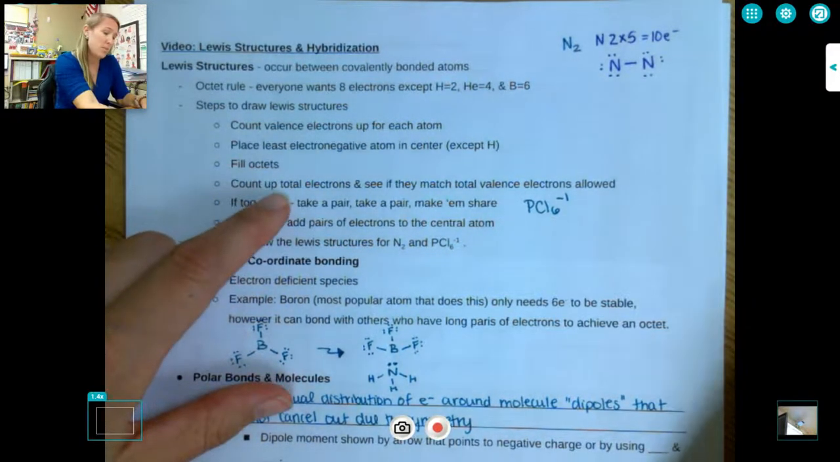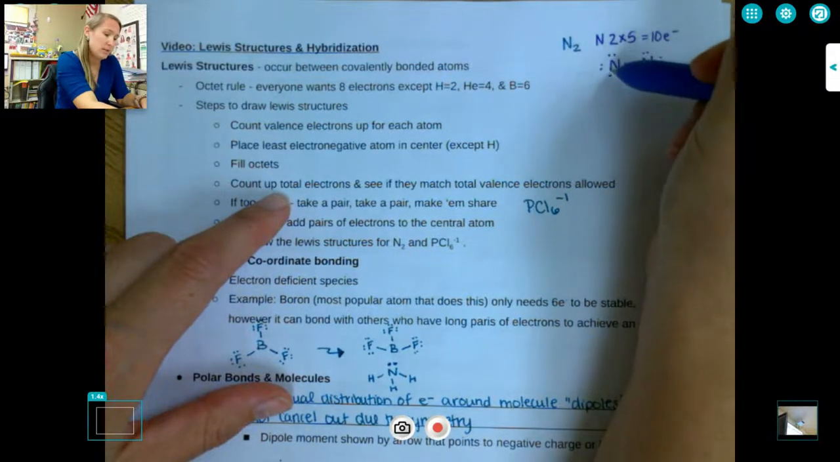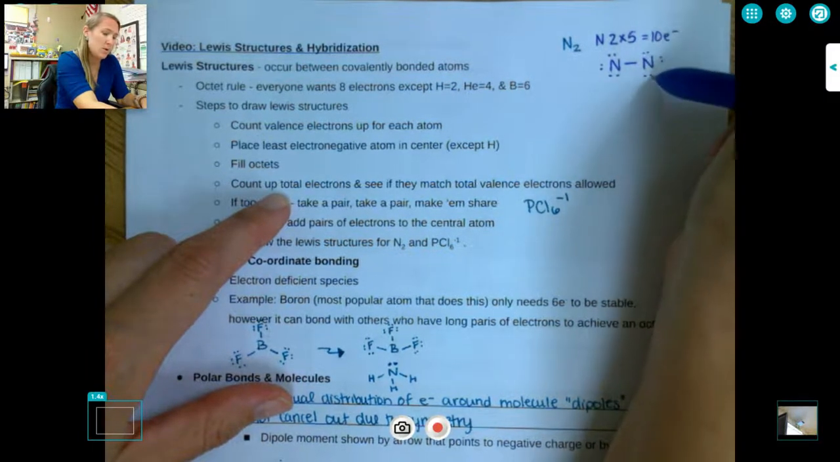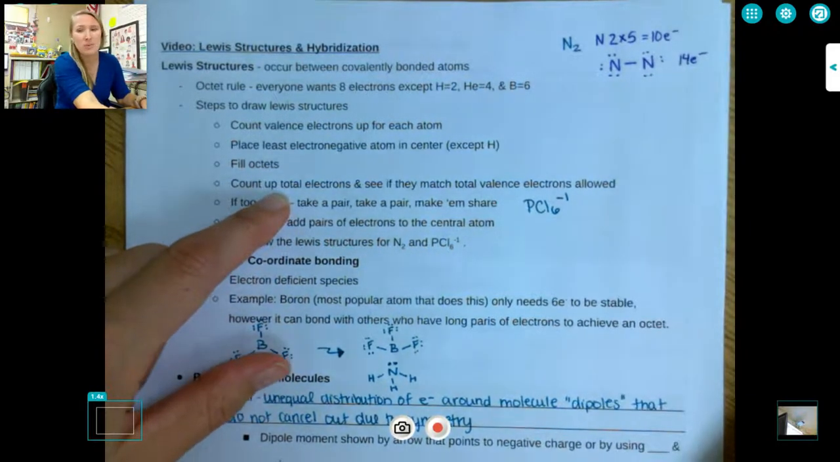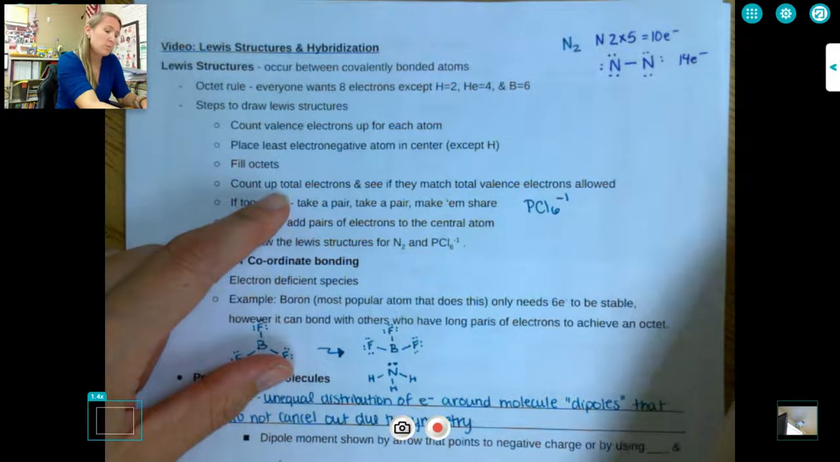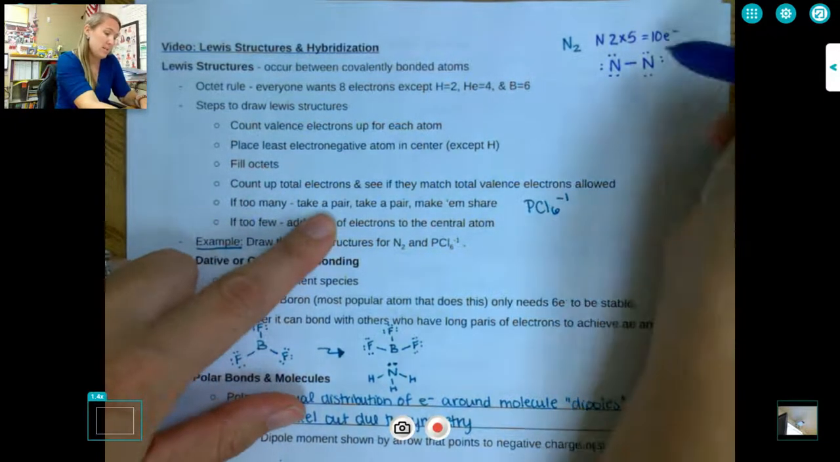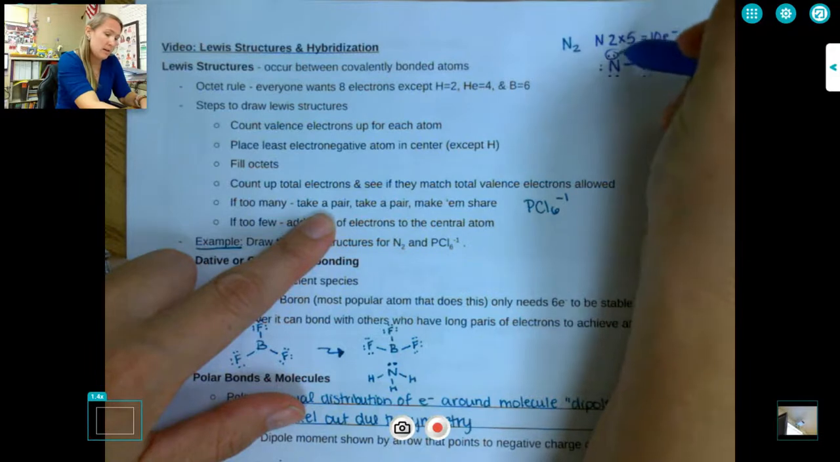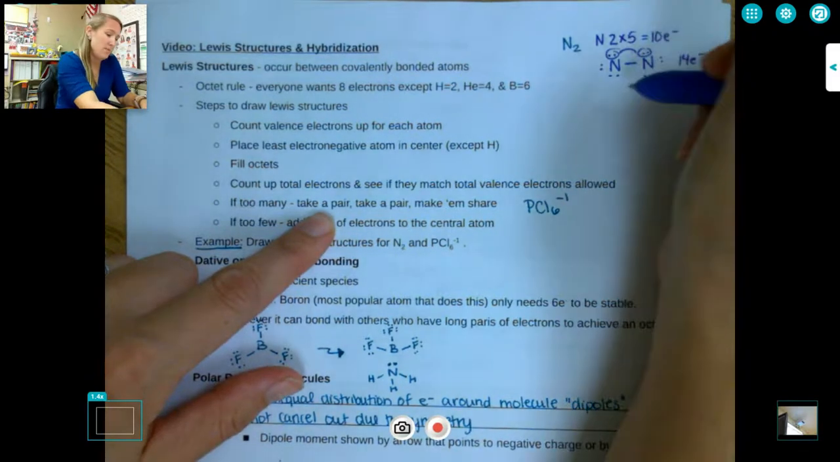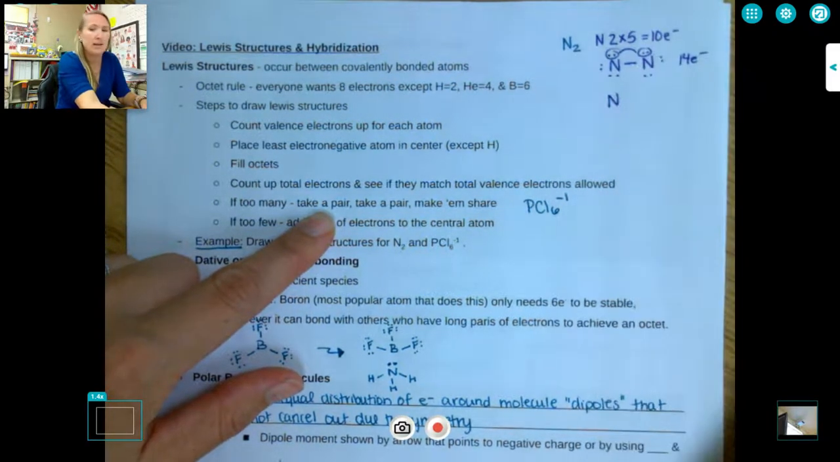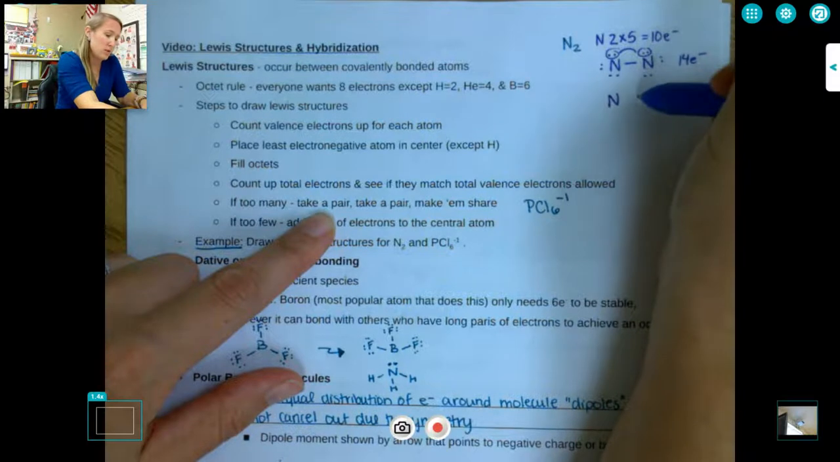I'm going to count up my total number of electrons. 2, 4, 6, 8, 10, 12, 14. Well, I really only have 10 to play with, so I've misrepresented my Lewis structure. So if I have too many, I'm going to take a pair and make them share. So there's really not 4 there. There's actually just 2 being shared between them. So I'll redraw. If you had pencil, you just erase and redraw it.